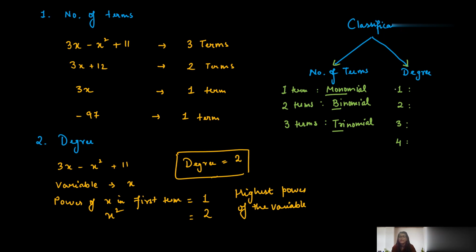A polynomial with degree 1 is called a linear polynomial. Polynomial with degree 2 is called a quadratic polynomial. Polynomial with degree 3 is called a cubic polynomial. Polynomial of degree 4 is called quartic. Quartic. Usually I've seen that people get confused between quadratic and quartic.